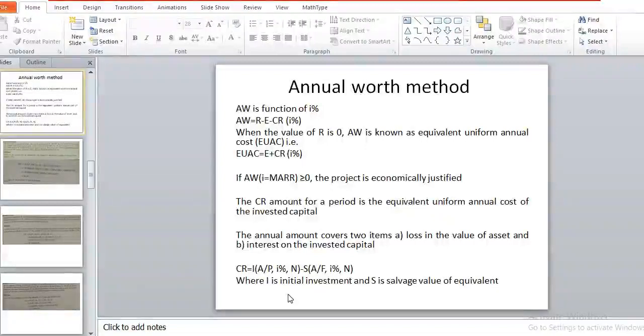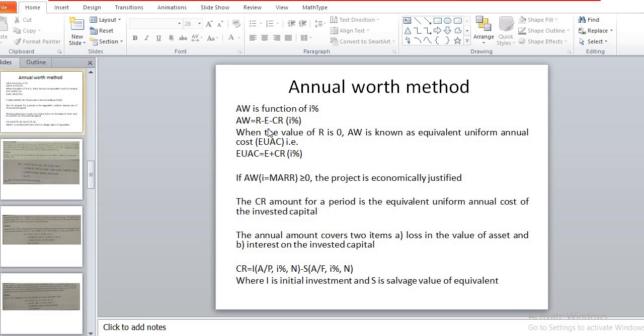In the last video we discussed the annual worth method and solved some examples based on it. In this method, annual worth is equal to revenue minus expenses minus capital recovery, and the equivalent uniform annual cost, EUAC, is equal to expenses plus capital recovery.